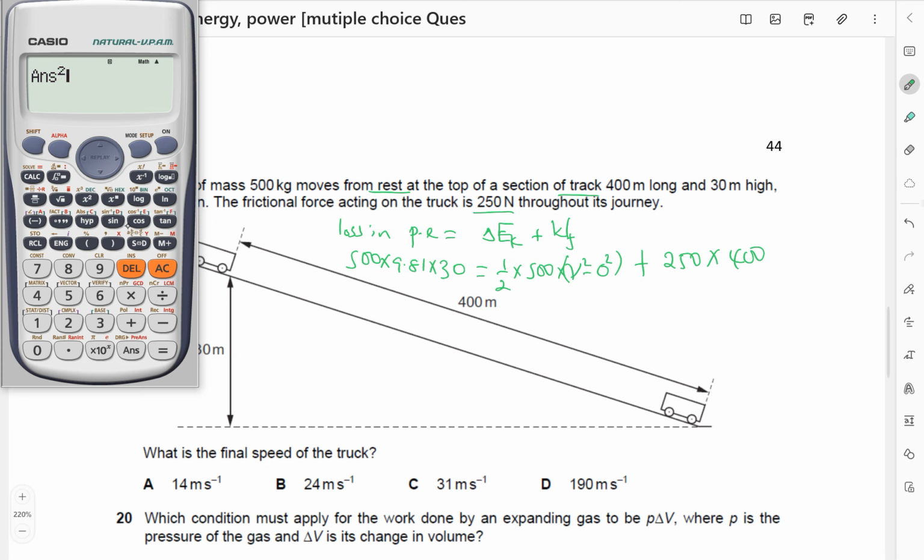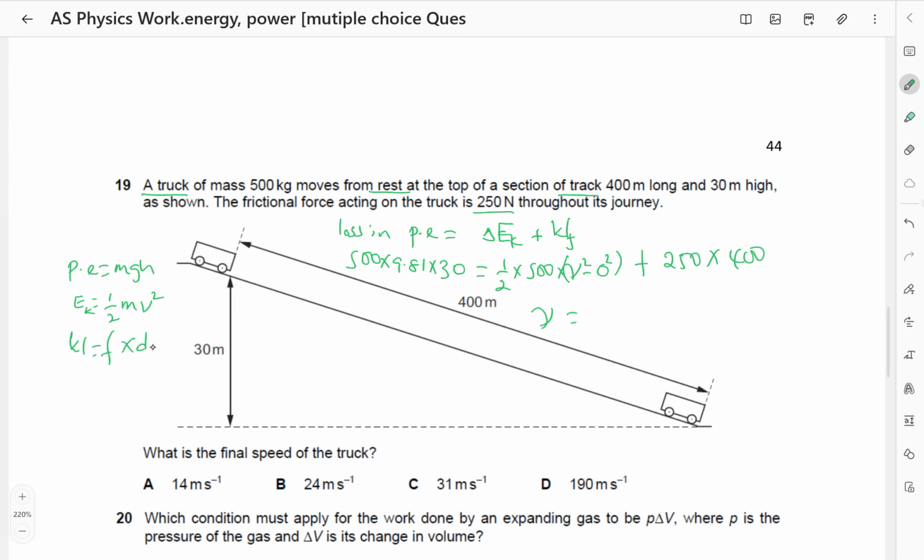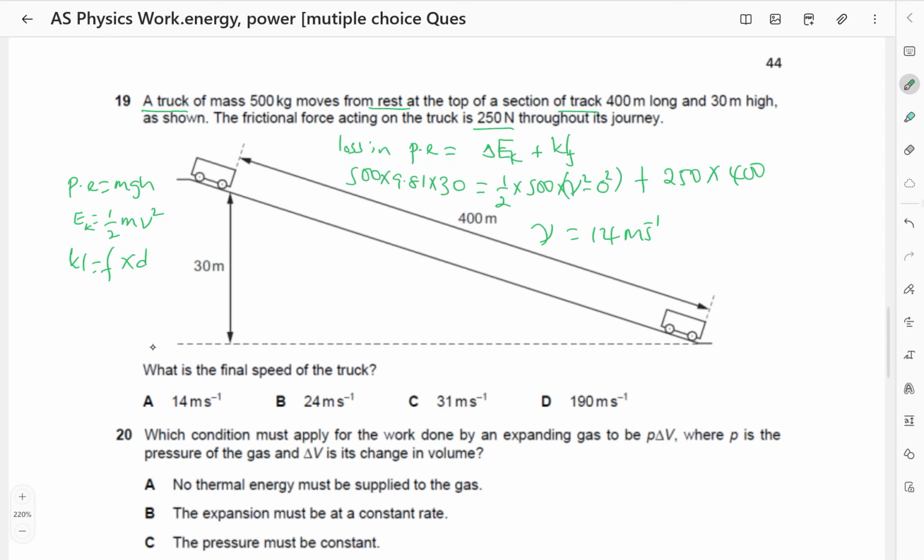So I find the square root. Root of the answer, which is 13.7, which is approximately 14. So v is going to be 14 meters per second. So it means our answer is going to be A.